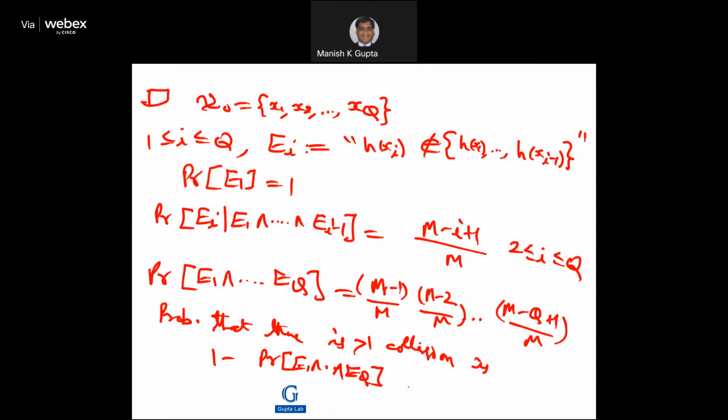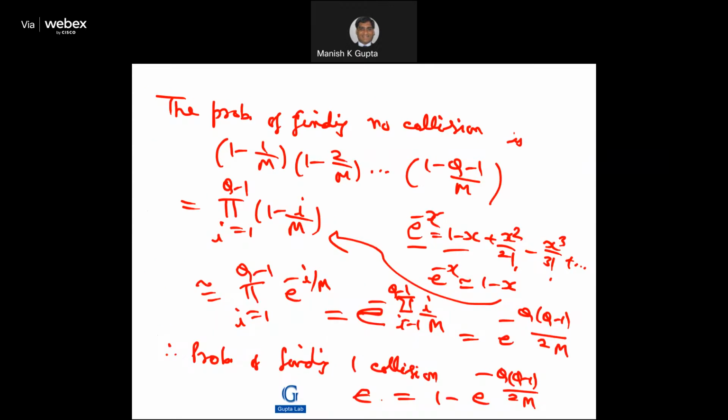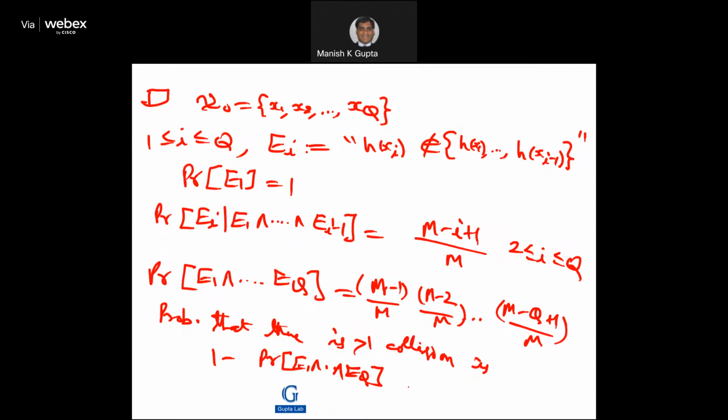Now, the whole probability from E1 up to Eq will be (m minus 1)/m times (m minus 2)/m, and so on, up to (m minus q plus 1)/m. So the probability that there is at least one collision will be 1 minus the whole thing, which is 1 minus the probability of this. In fact, I can compute certain specific values here. The probability of finding no collision is, we delete 1, so we are left with this: (1 minus 1 by m), (1 minus 2 by m), and so on.